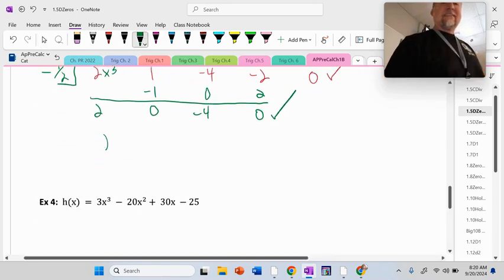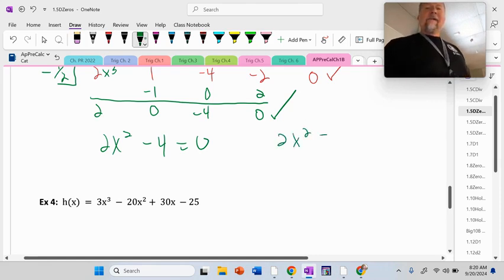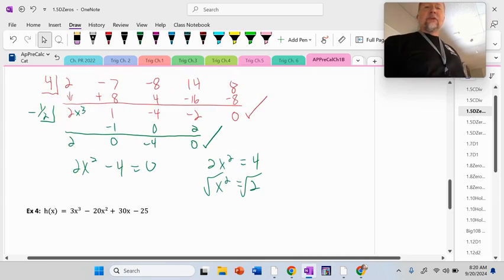Everyone just relax. All right, so now this is 2x squared minus 4 equals 0. And now we can find the remaining 2 zeros. Add 4, divide by 2. What did I just say? Didn't I just bring up the square root of 2? Okay, so be careful. So here are my zeros, and I think we can end this on this one.